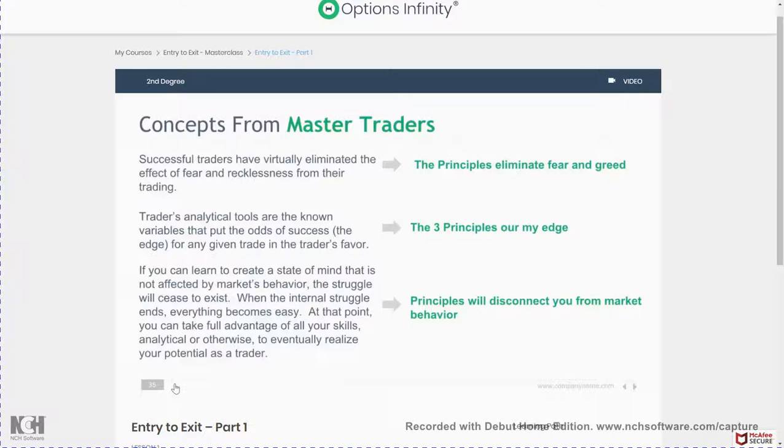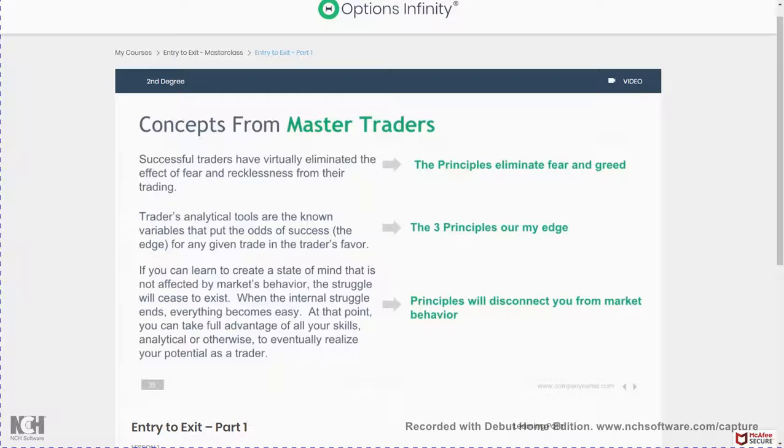The first concept is that successful traders have virtually eliminated the effects of fear and recklessness from their trading. If we have principles and we stick by them, and we know when we're going to exit and when we're going to enter, we have eliminated the fear and greed. Number two, traders' analytical tools are the known variables that put the odds of success, or the edge, for any given trade in the trader's favor. The three principles are my edge. They're now your edge.